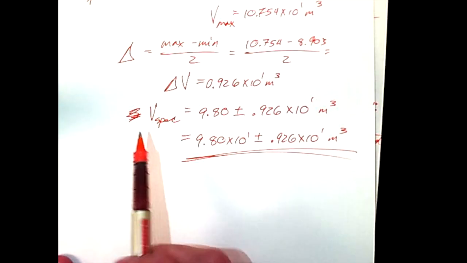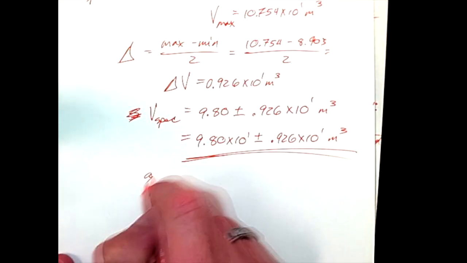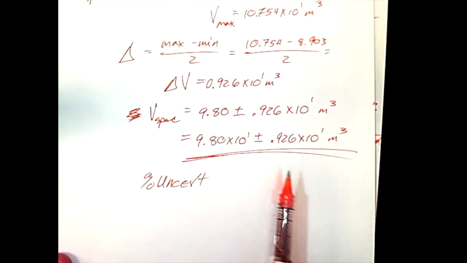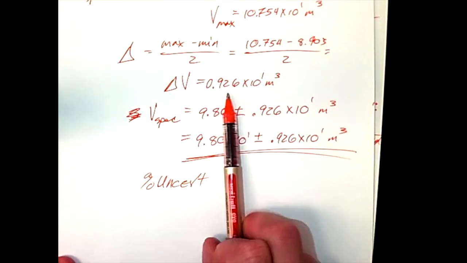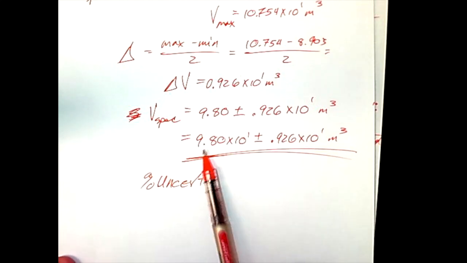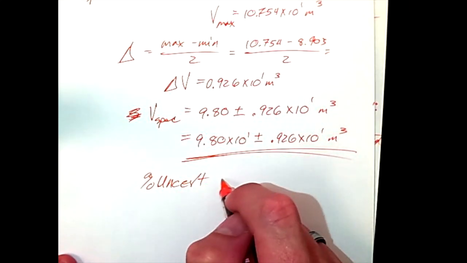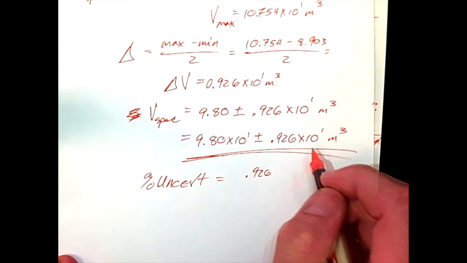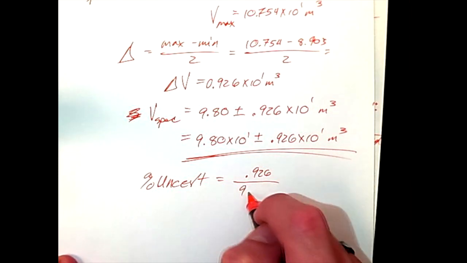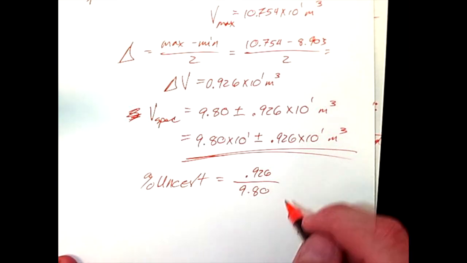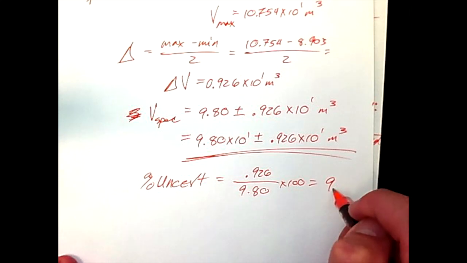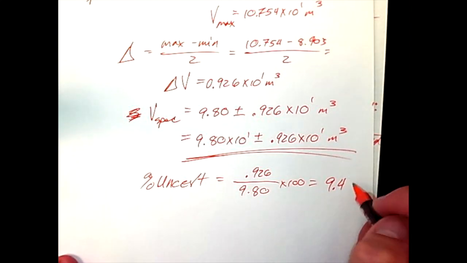So in order to finish the problem, remember that we were asked for percent uncertainty. And so now we know the new uncertainty. We've calculated that as our change, and we have our specific value. So the percent uncertainty, of course, is simply the 0.926 times 10 to the first divided by 9.80 times 10 to the first times 100, which comes out to be approximately 9.4%. 9.42%.